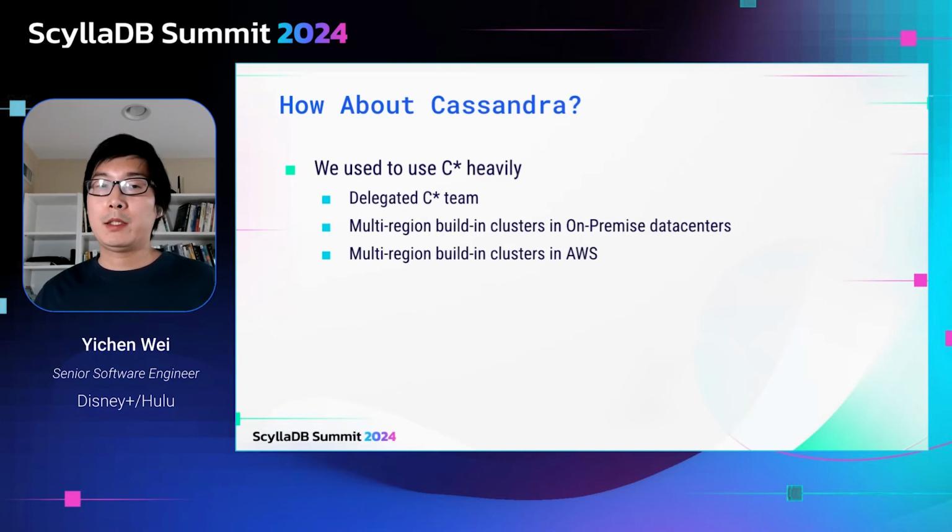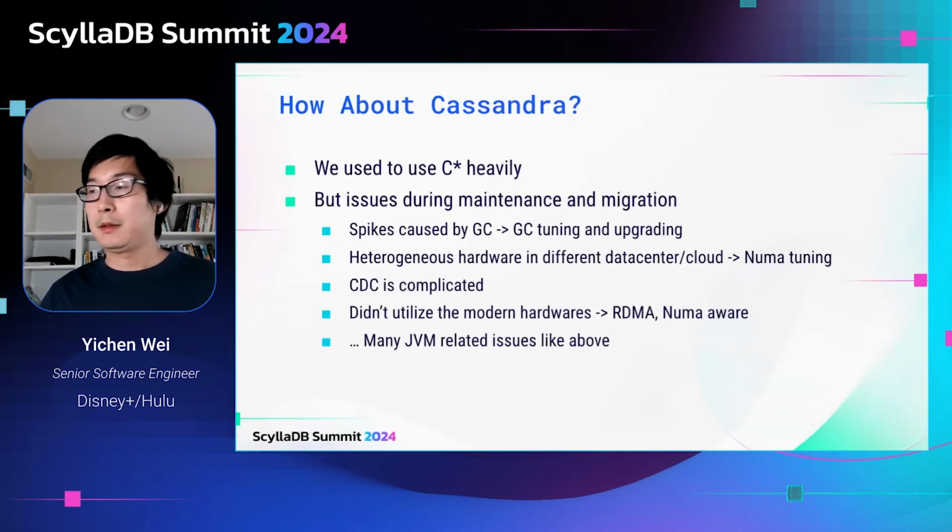Okay, last I want to mention Cassandra. We are still using Cassandra heavily for our legacy services. We have a dedicated DBA team to maintain the Cassandra cluster for both cloud and on-prem data centers. Cassandra indeed can meet the performance requirements for our business, but we also met a lot of troubles in the Cassandra cluster. Next, please.